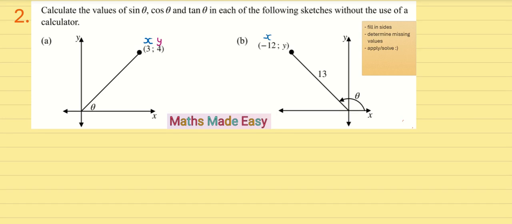Okay, example number 2, working in the Cartesian plane. You'll see I already labeled the x and y coordinates. So let's have a look at example A. The x value is 3, right? And as per our steps, we need to first fill in the sides.